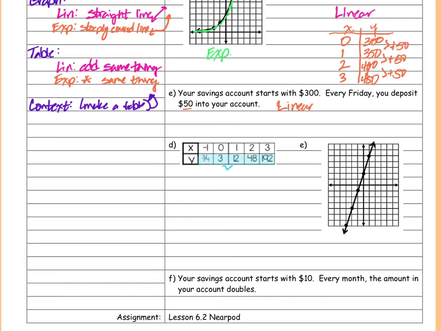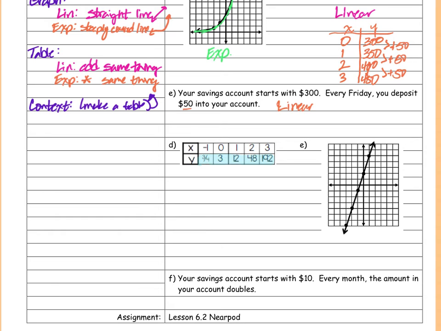There we go. So if I'm adding 9, I would add 9, right? And 9 plus 12 is not 48, so it cannot be linear. However, it could be exponential. I just want you to know that it could be exponential. So we want to make sure that it is.